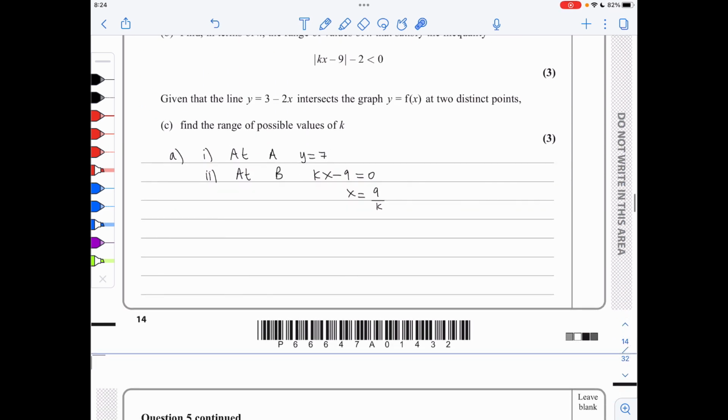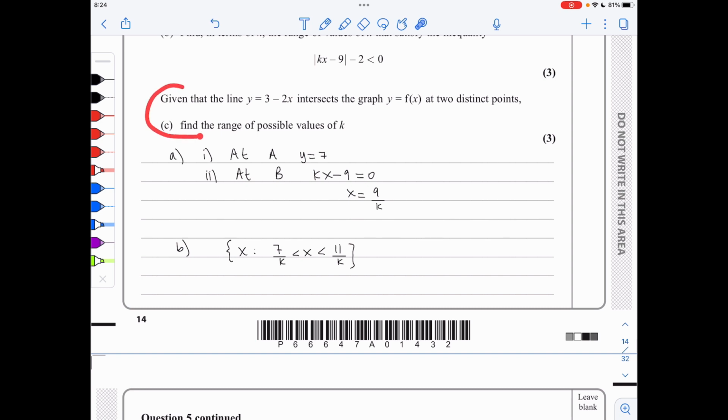So our answer to part B should be all x such that 7 over k is less than x, less than 11 over k. Please note that even though I gave my answer in set notation, the mark scheme does not require set notation to award full marks.